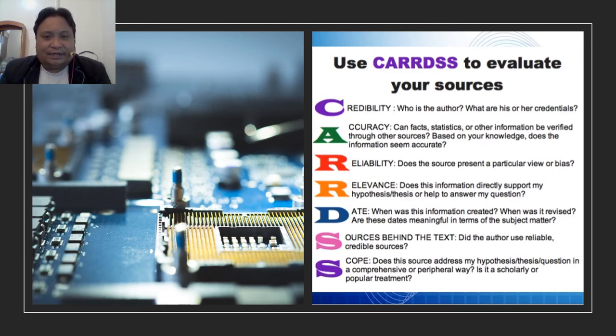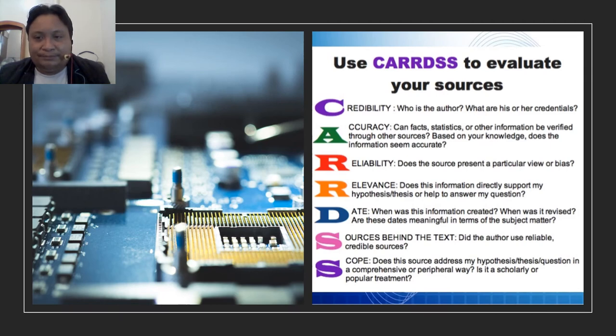The first S is source, the source behind the text. Did the author use reliable and credible sources? And the last S will be the scope. Does this source address my hypothesis, thesis, or question in a comprehensive or peripheral way? Is it a scholarly or popular treatment? So these are one of the ways of evaluating your internet source using CARDSS.